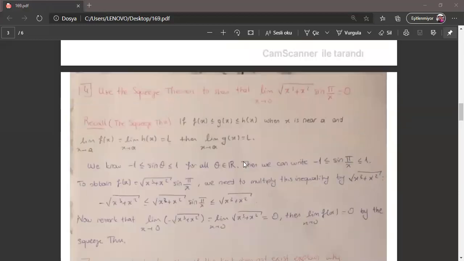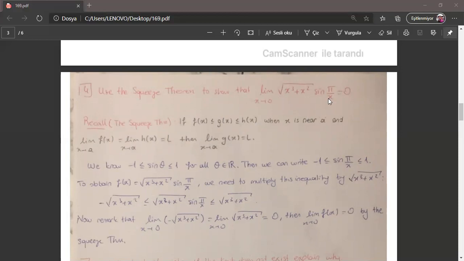For this question, we'll use the squeeze theorem. Let's remind ourselves of that. So here is the statement of the theorem. It says if you have 3 functions with this inequality, and if you know that f and h are like boundaries for g, and their limits exist and are the same, then you can say the limit of the middle one is L.